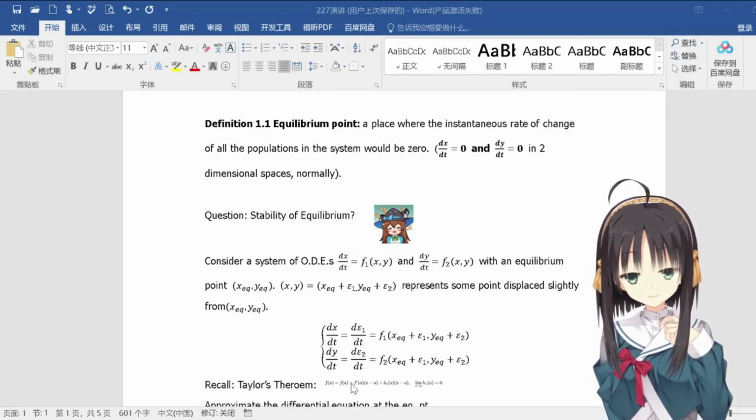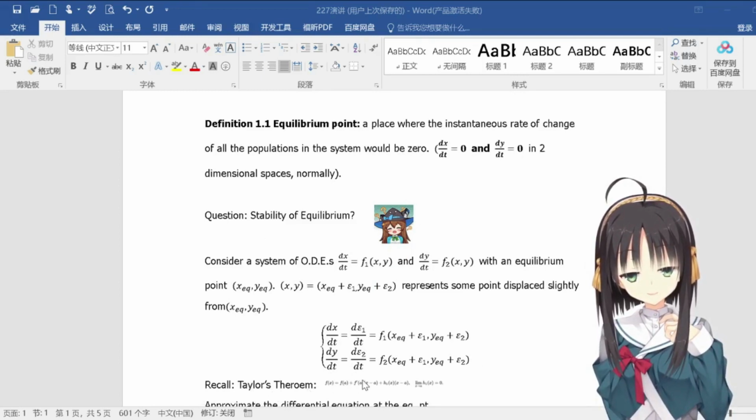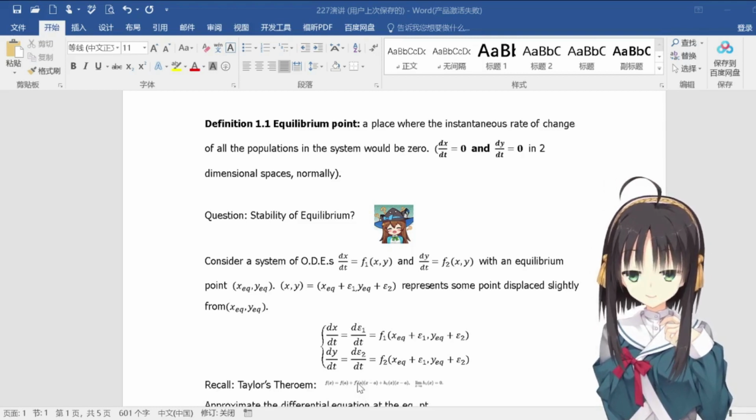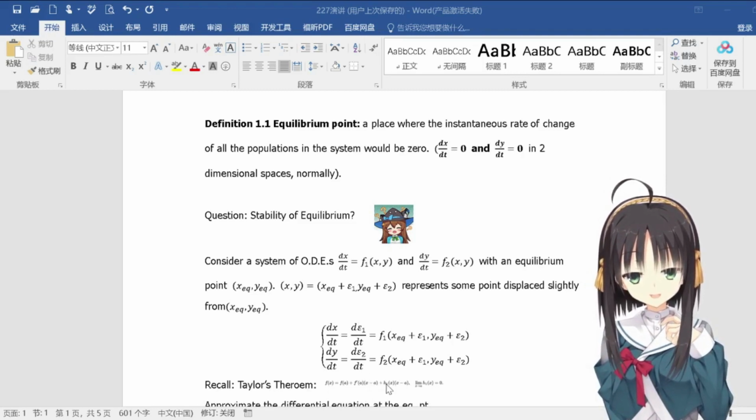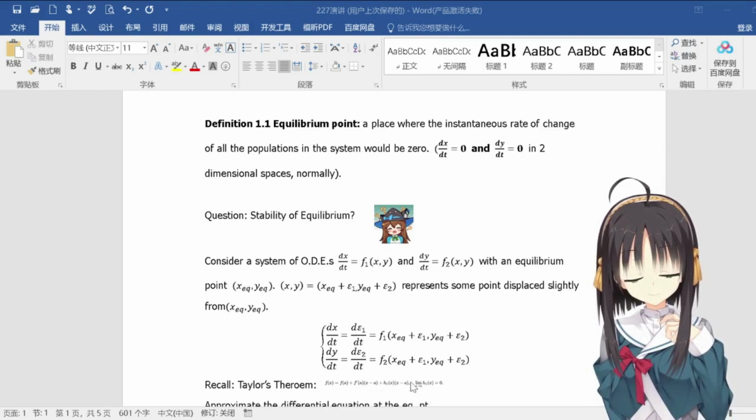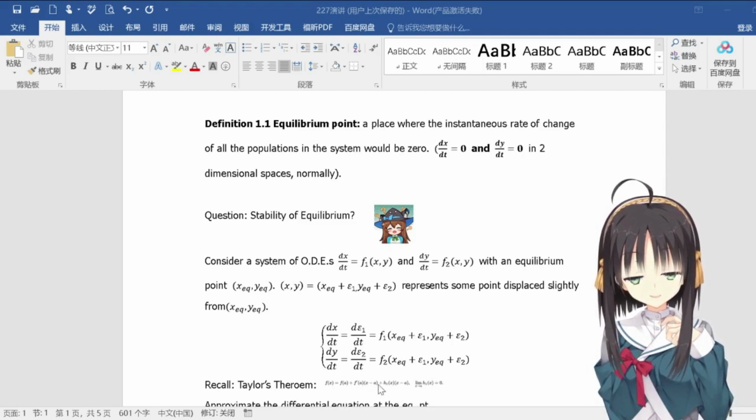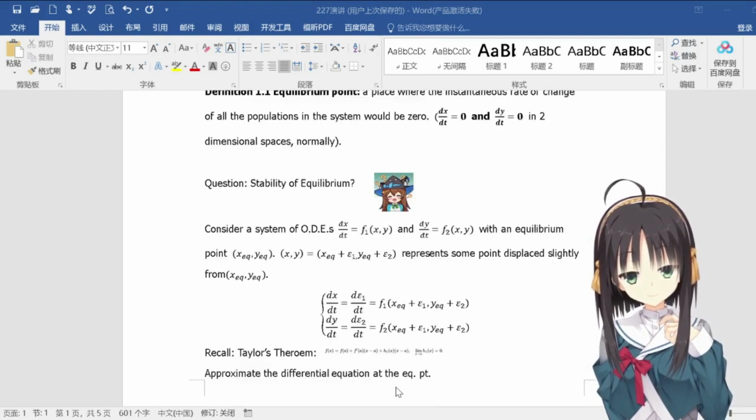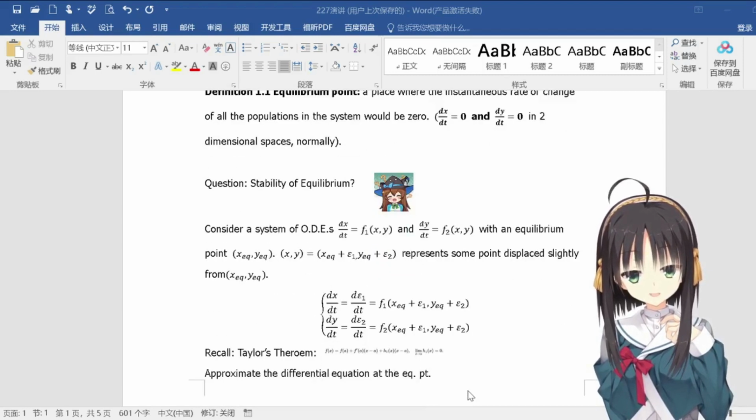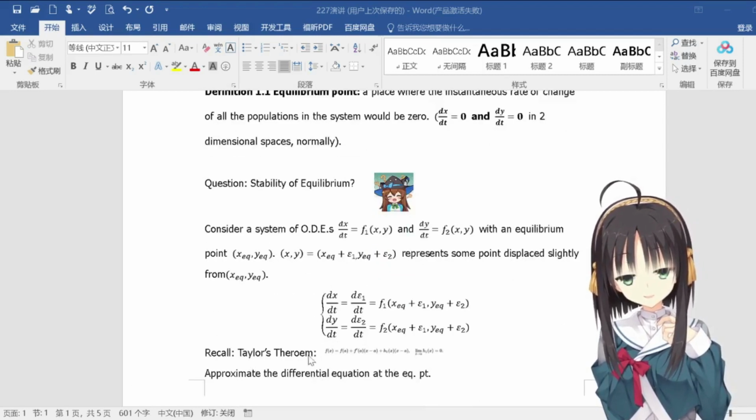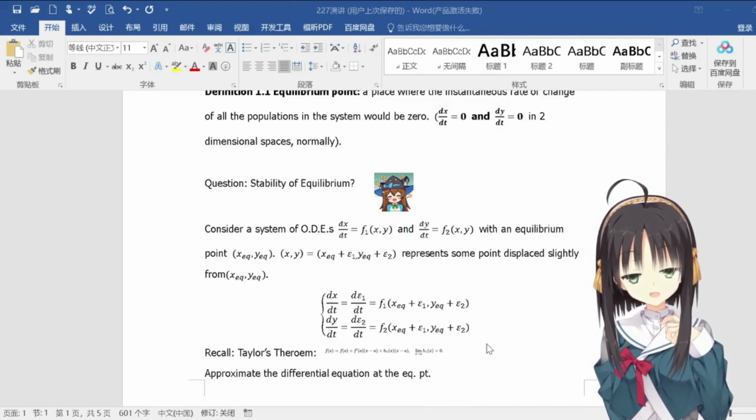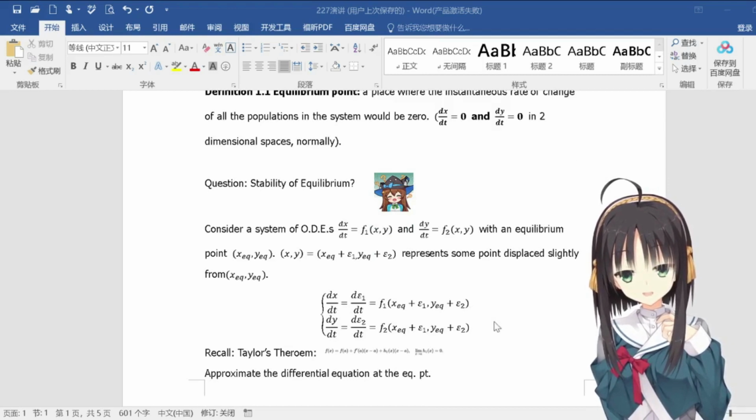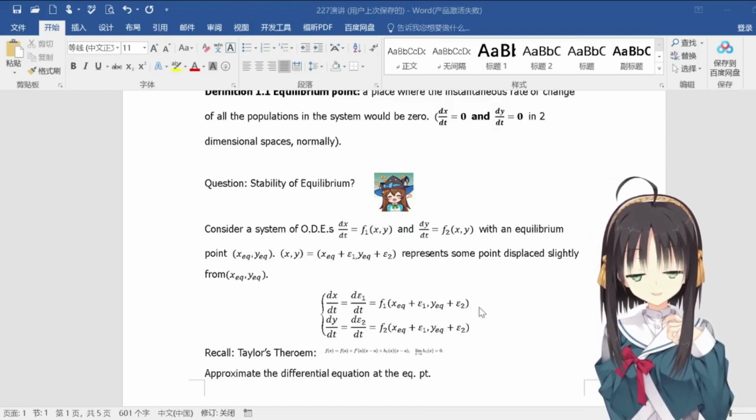f(x) equals f(a) plus the first order derivative of f(x) at the point a, times (x minus a), plus the higher-order term here, right? And Taylor's theorem can help us to approximate the differential equations above into linearized functions. So how should we deal with this?